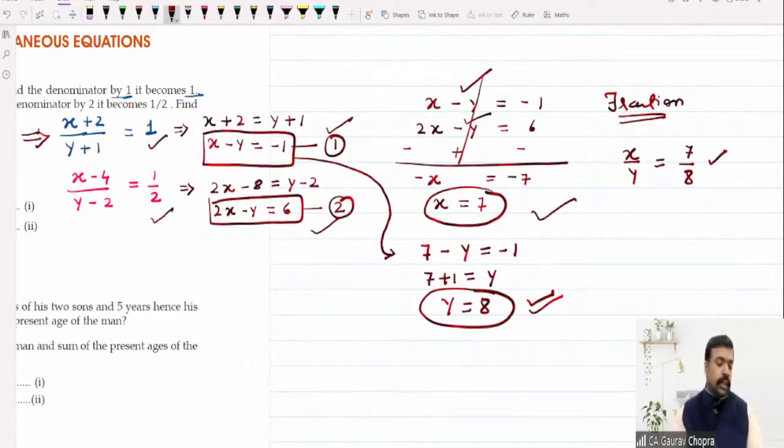Ritik says we can solve this equation by option. Yes, of course, you can solve by option, and always in an examination go by options, because that will be more convenient, more time saving for you.